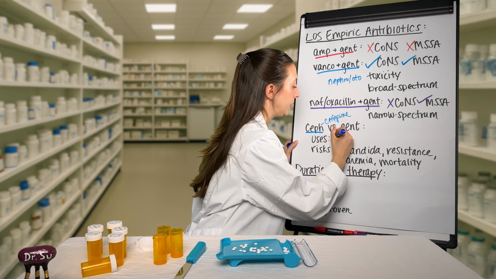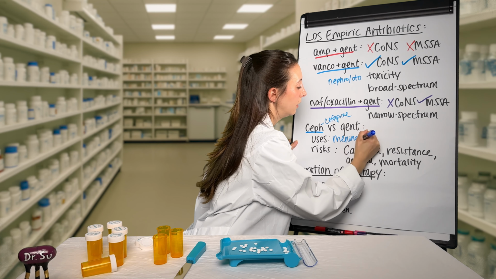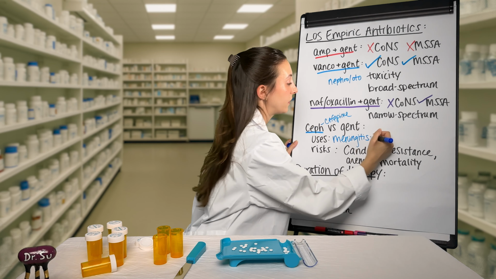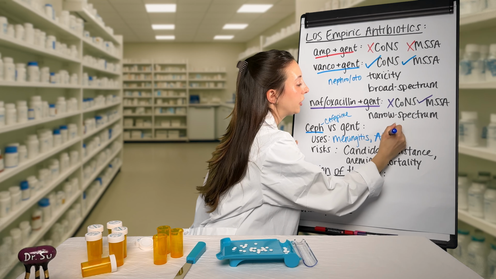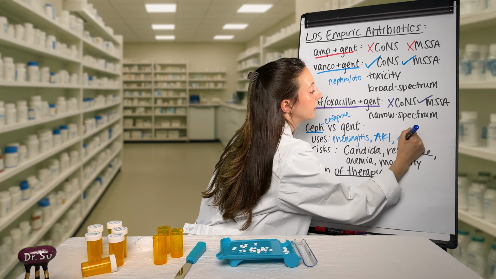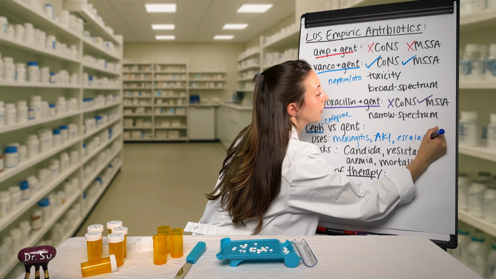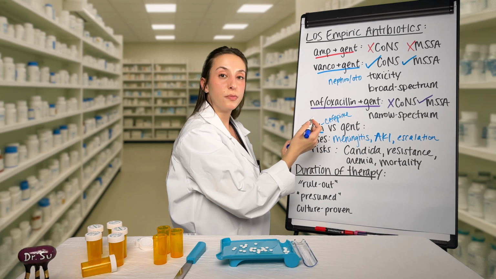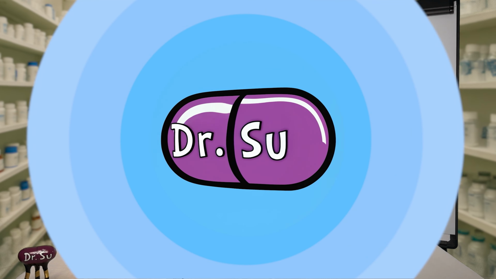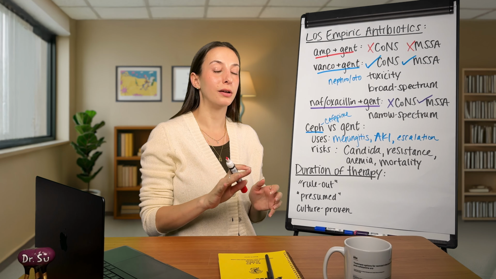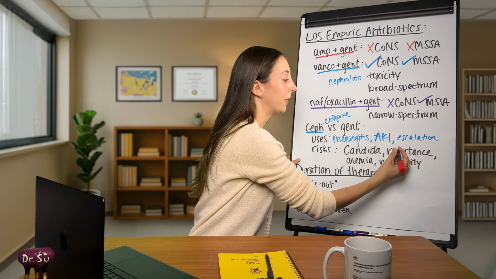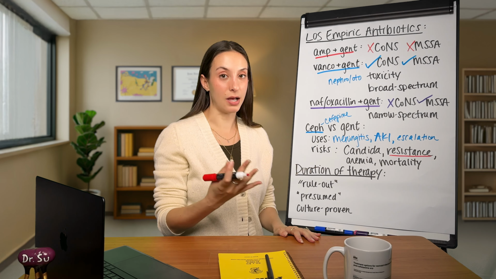So the three indications would be meningitis. Gentamicin doesn't penetrate the CNS well, so cefepime will. So that's one reason. AKI, acute kidney injury. Gentamicin is inherently nephrotoxic. And then the final reason is for escalation of therapy. So your neonate is on one of these regimens, not improving. Something that you can do is escalate your gentamicin to a cephalosporin. We want to avoid cephalosporin overuse because it's associated with many risks, including candida infection, antibiotic resistance, anemia, and mortality.